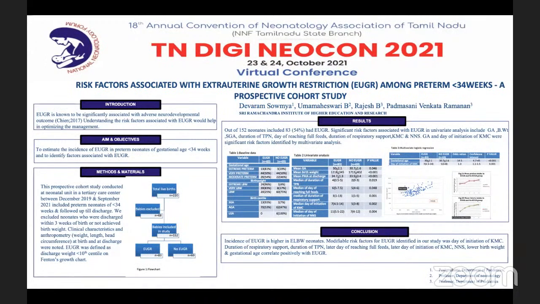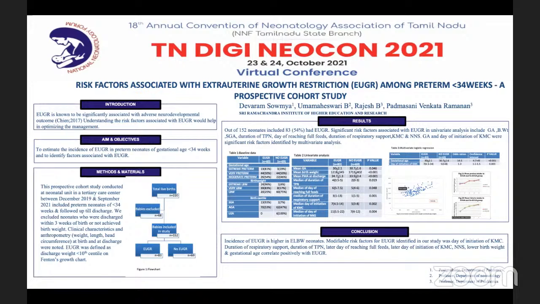This is a prospective cohort study conducted at the neonatal unit in a tertiary care center between December 2019 and September 2021 and included preterms of less than 34 weeks and followed up till discharge. We excluded neonates who were discharged within 3 weeks of birth or had not regained birth weight. Clinical characteristics and anthropometry, including weight, length, and head circumference at birth and at discharge were noted. EUGR was defined as discharge weight less than 10th centile on Fenton's growth chart.